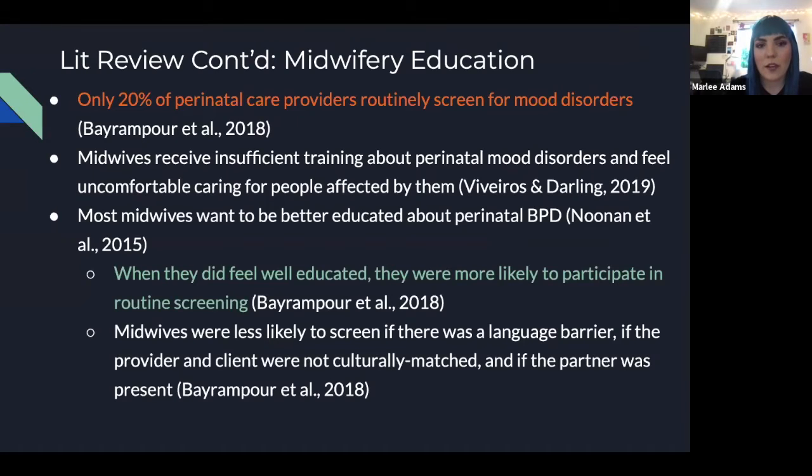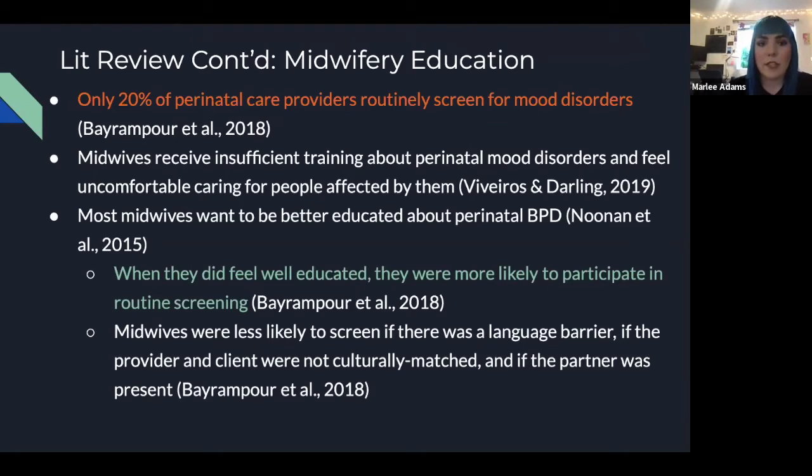Research has shown that midwives don't receive very good training about perinatal mood disorders in general, and they report feeling uncomfortable caring for people affected by them, which makes sense. You don't know about it, so you don't feel comfortable managing it. Despite this, most midwives do want to be better educated about perinatal bipolar disorder. And when they did feel well educated, they were more likely to participate in routine screening. So when we make sure midwives are educated about these issues, they will adhere to the screening guidelines recommended.